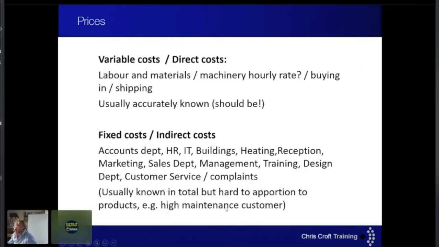So a high maintenance customer might well use more HR time or more customer service time. Maybe the salespeople spend more time with them, but we don't really measure that. Not unless everyone has timesheets, and you don't want to go there.